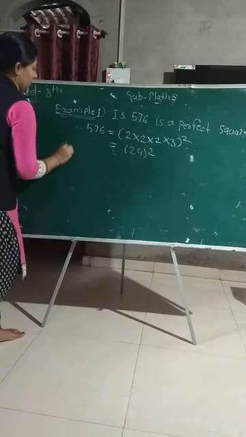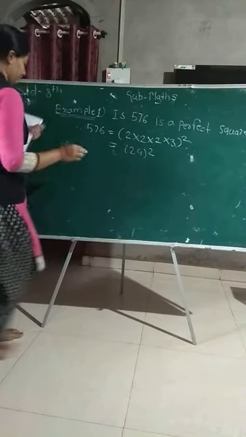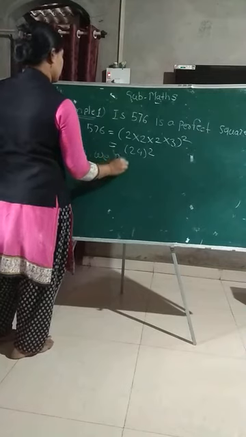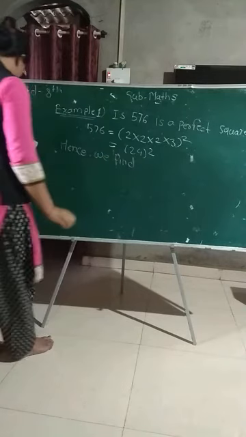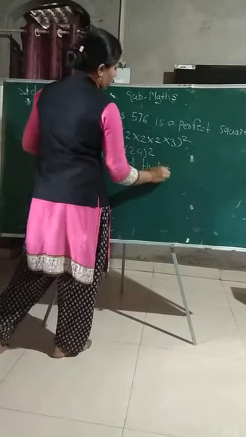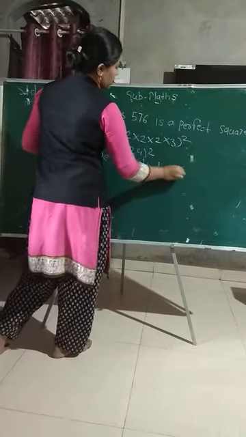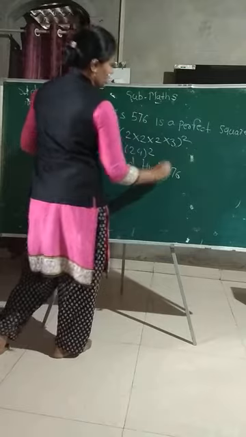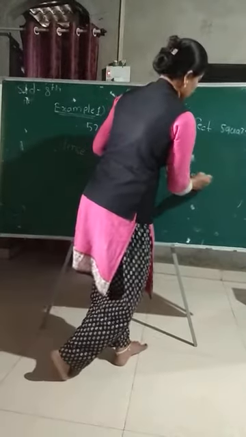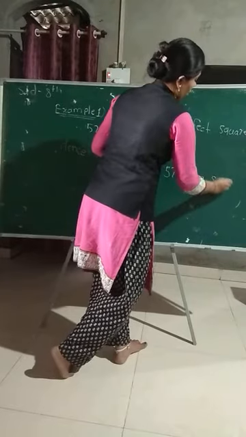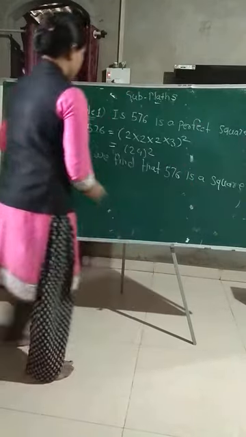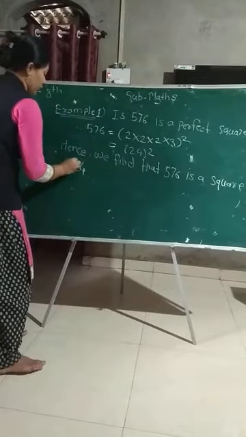Hence we find that 576 is the square of 24.